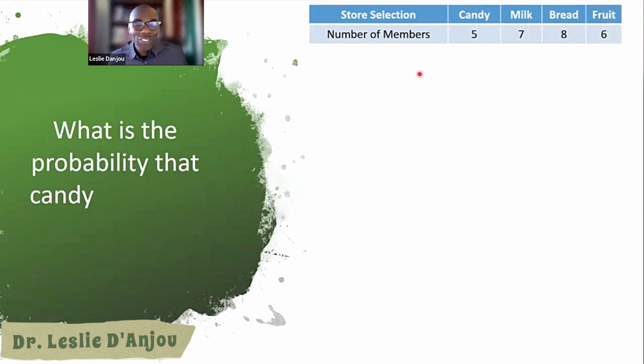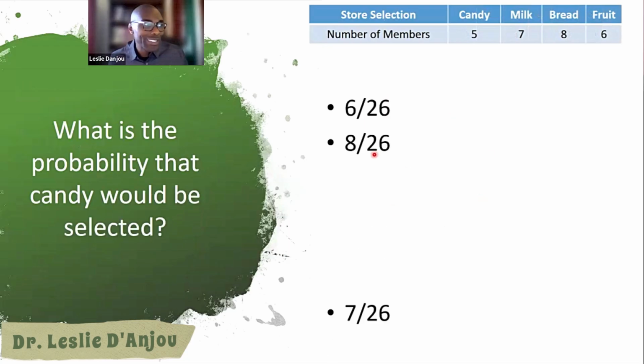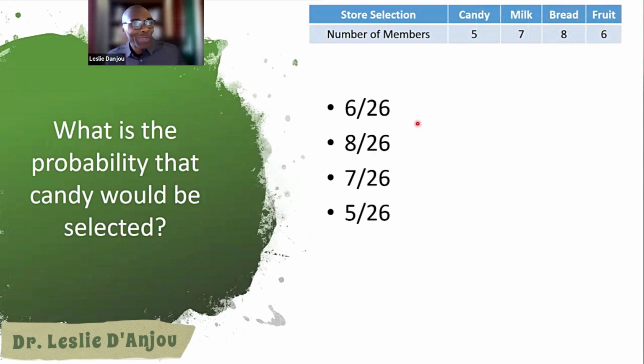Now, let's get into the relative frequency method. What is the probability that candy will be selected? When you have your frequencies, you must always get your totals. So we can just assume that the total is 26. You can calculate it just to make sure, but let's say all of these add up to 26. What is the probability that candy would be selected? Candy's frequency is 5. So all it would be is 5 divided by 26.